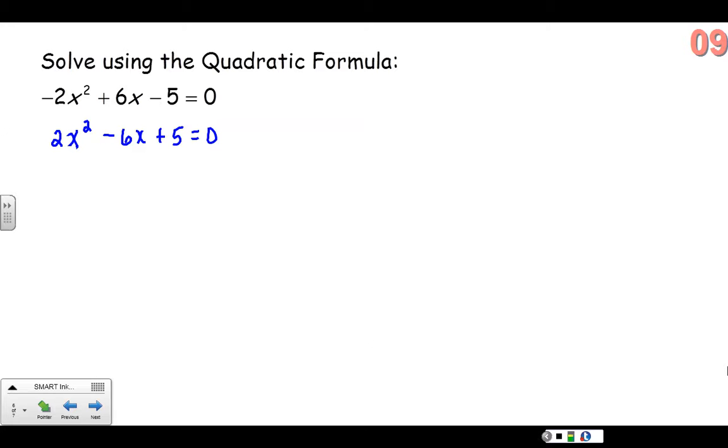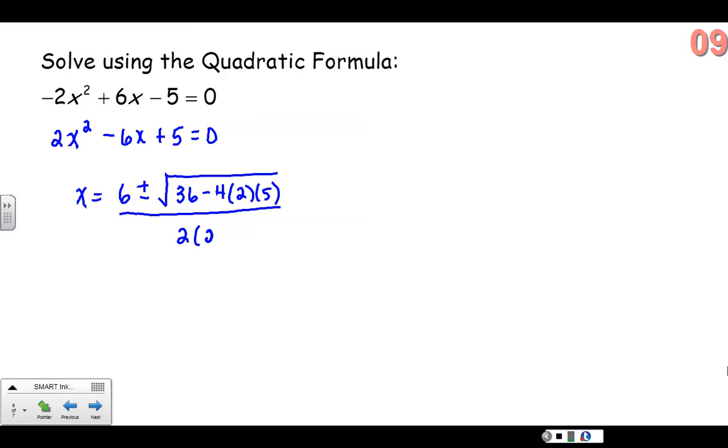So let's plug into the quadratic formula. x equals the opposite of b, so positive 6, plus or minus the square root of b squared, so that's going to be 36, minus 4 times 2 times 5, all over 2a, so 2 times 2 in this problem. So let's see how this cleans up. You got 6 plus or minus the square root of 36. Now I only have one minus sign this time, so it is going to be a subtraction. Minus 4 times 2 times 5, that's going to be minus 40, all over 4.